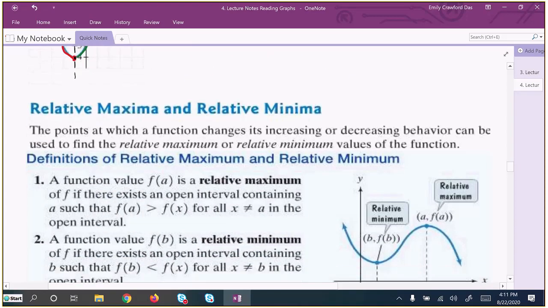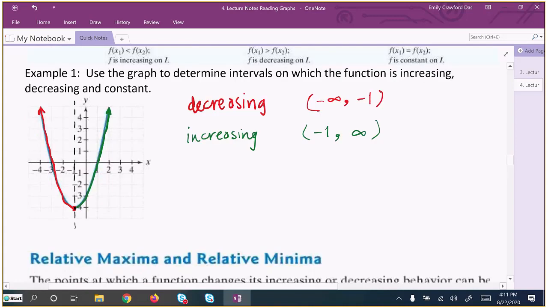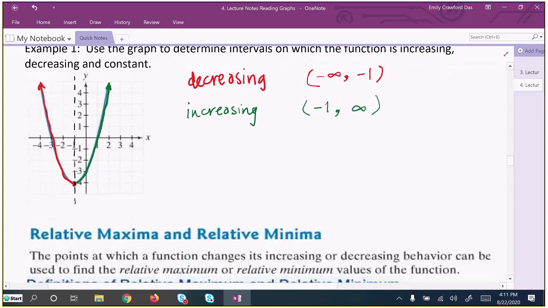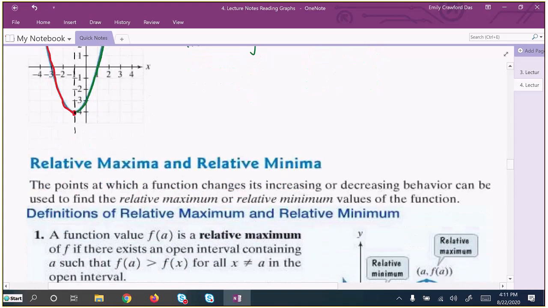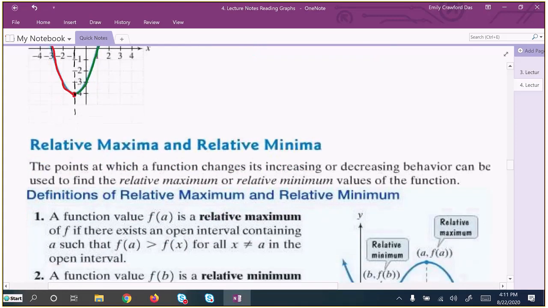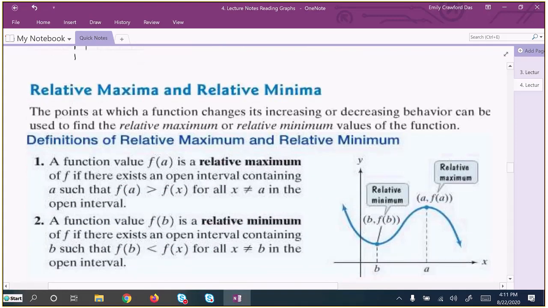Okay, and we didn't have any intervals where the function was constant in this case, but that could be a situation that you would run into, and then you would just write down the intervals over which it's constant. Okay, so this kind of brings us to the concept of relative maxima and minima. The points at which a function changes its increasing or decreasing behavior can be used to find the relative maxima or relative minima of the function.